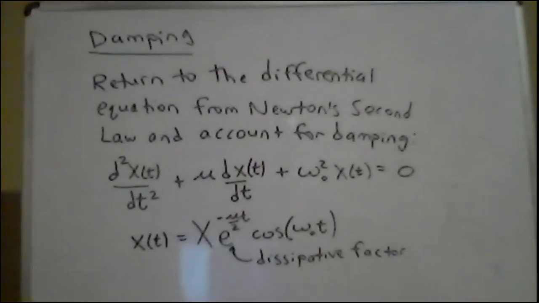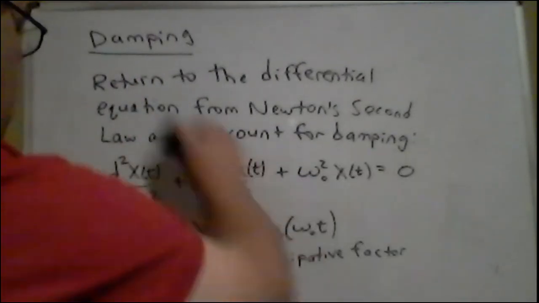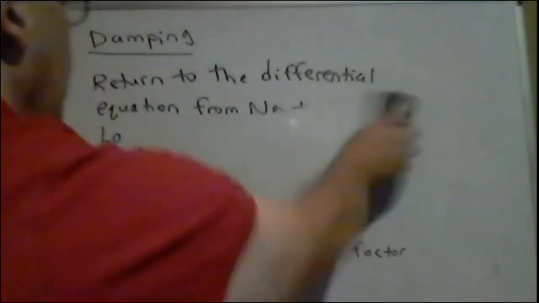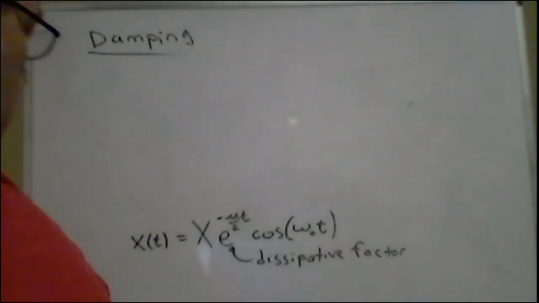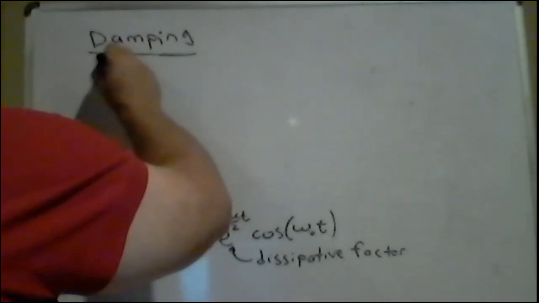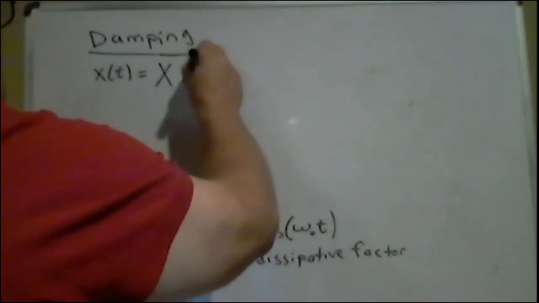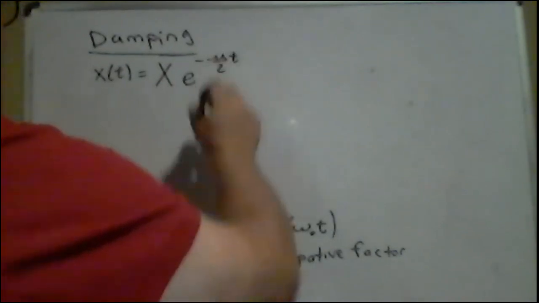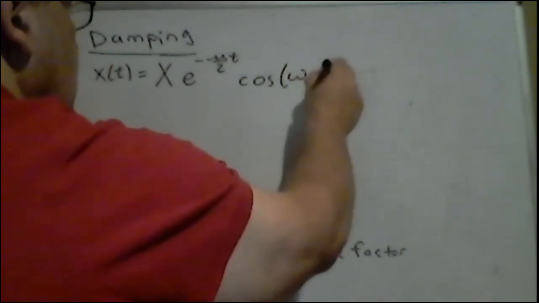So what does that look like? How do I figure that out in general? Let me rewrite the function up here. This is the equation that I solved. Here's the solution, and I'm not going to prove it. It would be more complicated to do, not for this level of class. So x as a function of time is capital X, a constant, times e to the negative mu over 2 times t, all that in the exponential function, times the cosine of omega naught t.